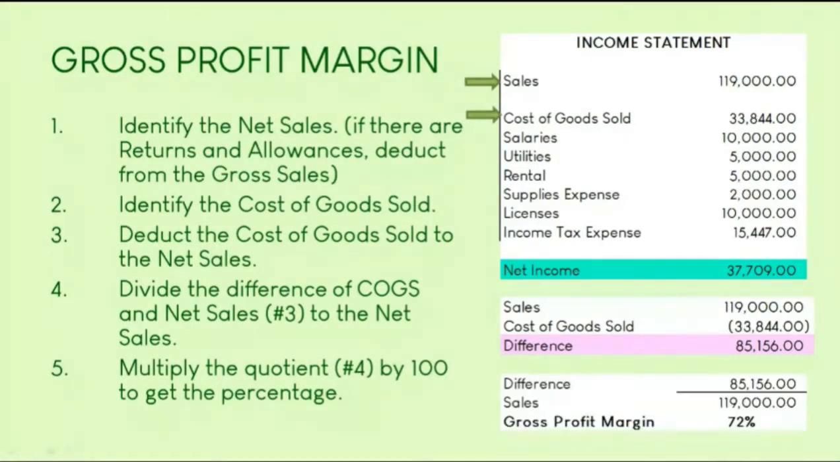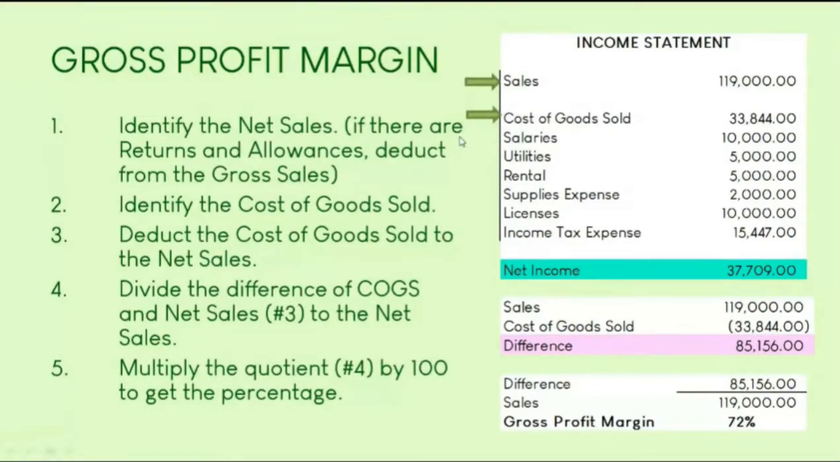Next, we divide the difference of sales and cost of goods sold. The gross profits is 85,156 divided by sales. So 119,000. So 85,156 divided by 119,000 is 0.72. Then we multiply the quotient by 100 to get its percentage, and we have 72%.